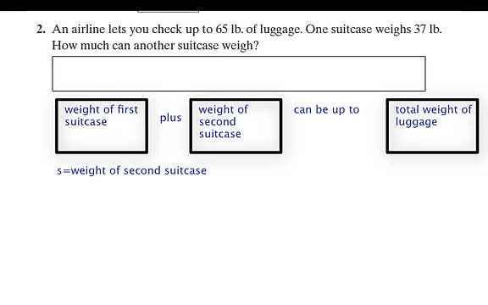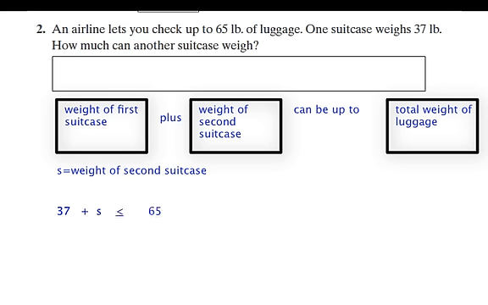Now we can create our algebra inequality. We know the weight of the first suitcase is 37 pounds. So we replace that. Then we have our addition sign. We don't know the weight of the second suitcase, so we're going to use our variable S. Now we come to the inequality, can be up to. We know it can be up to 65, and it can include 65, but it cannot be more than 65. So that would be a less than or equal to symbol, and the total weight is 65 pounds.